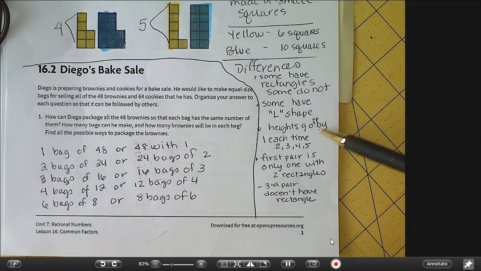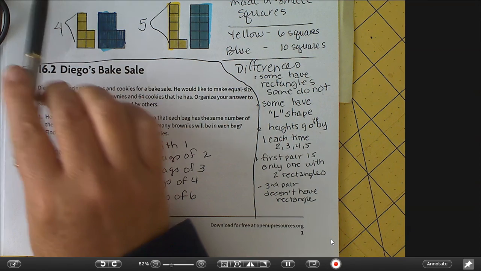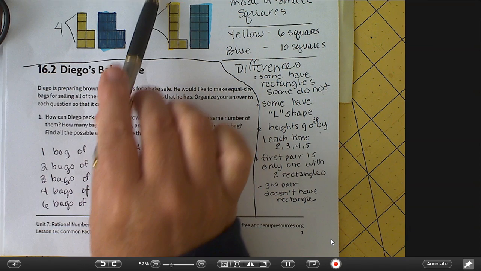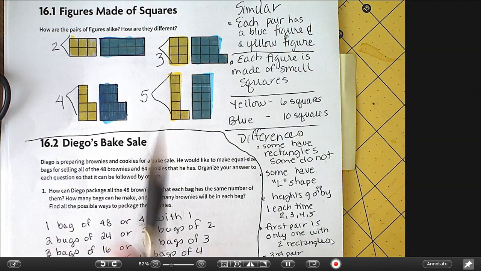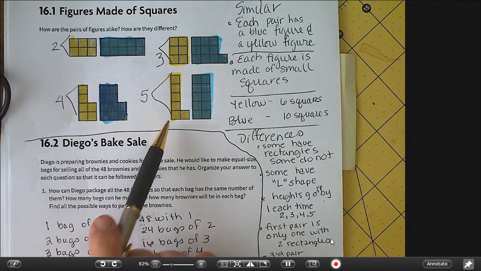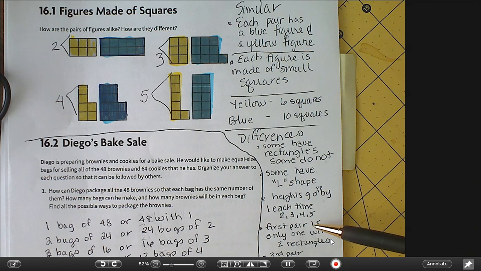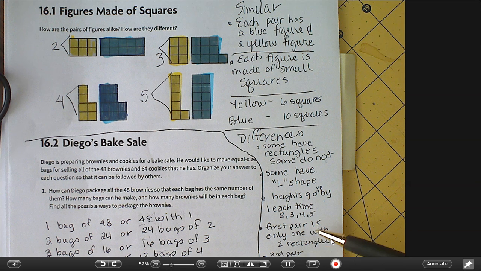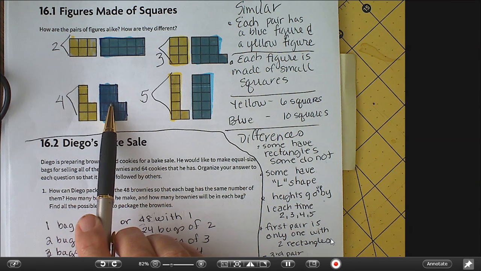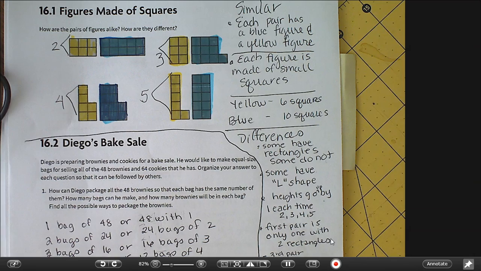The heights go up by 1 each time, so the height of this one is 2, the height of this one is 3. Oops, sorry. This one is 4, and this one is 5. The first pair is the only one with 2 rectangles. All the other ones have a rectangle and an L shape. And the third pair has 2 L shapes and no rectangle.